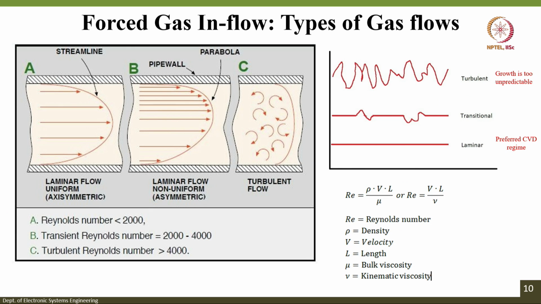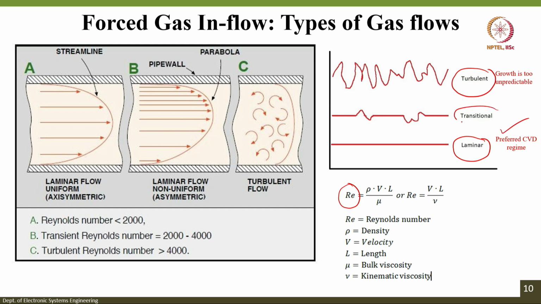Again we have another quantity, that is the Reynolds number. It is again a dimensionless quantity that is used to predict the type of flow mechanism that is happening within our chamber. As we already mentioned, in turbulent flow mechanism you have an unpredictable growth rate, whereas in a laminar flow mechanism you have a uniform velocity and uniform pressure for the fluid flow happening in the chamber, and that laminar flow is the preferred CVD regime.